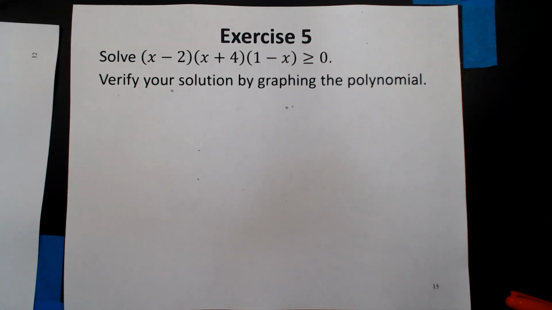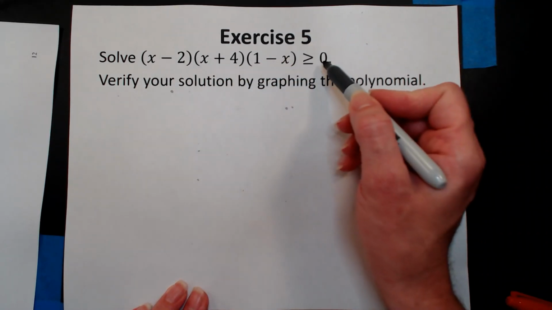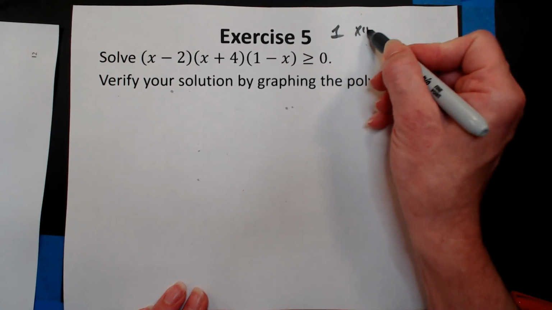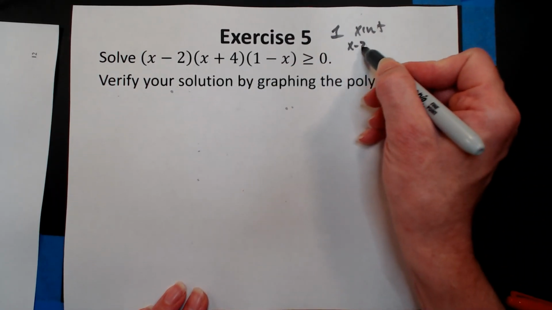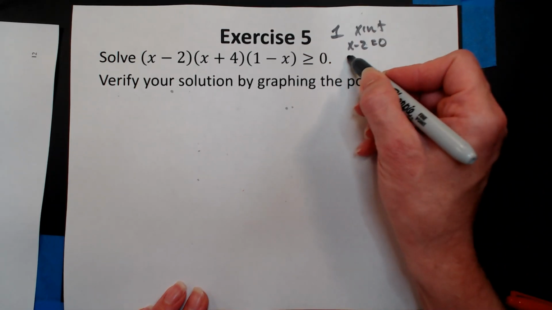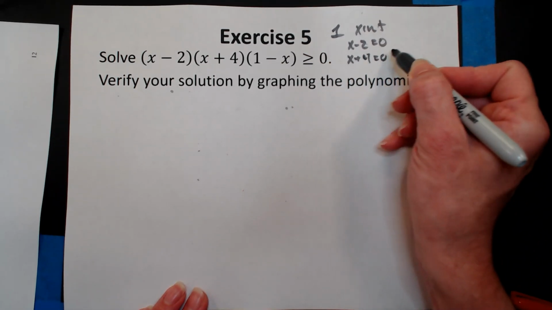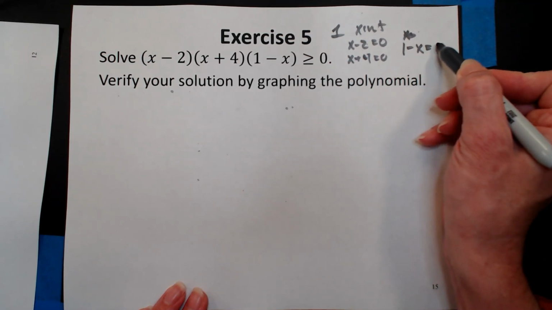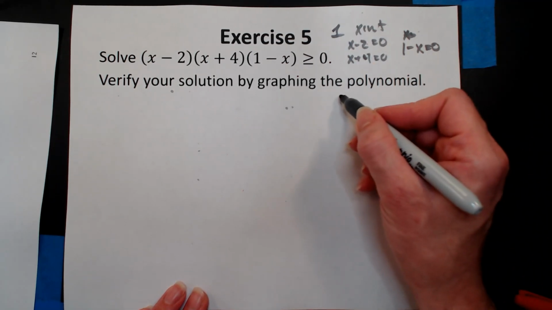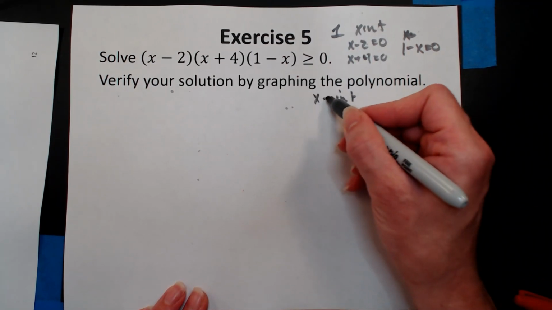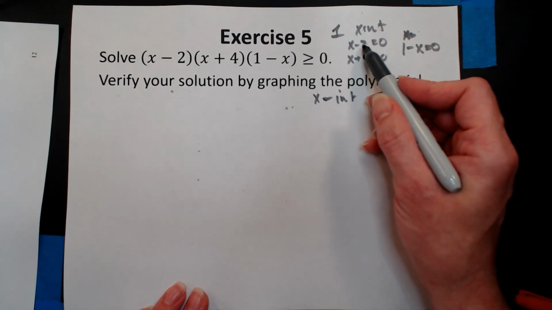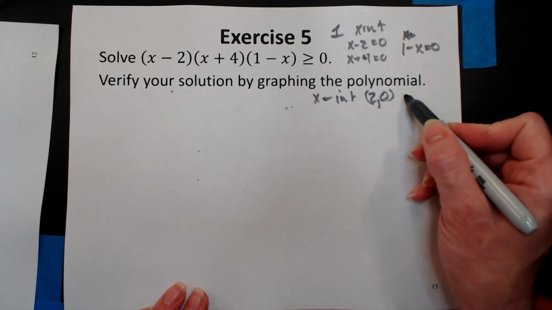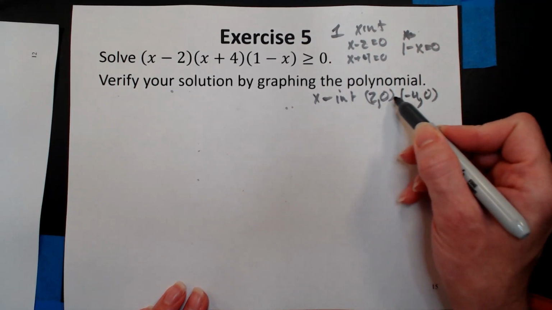And so now, for this one, everything's on one side. We've already factored it, so all we need to do is find our x-intercepts. So we're going to see negative x minus 2 equals 0, x plus 4 equals 0, and 1 minus x equals 0. So our intercepts are going to be, move the 2 to the other side, that's 2, 0. Move the 4 to the other side, that's going to be negative 4, 0, 0 being the y coordinate.